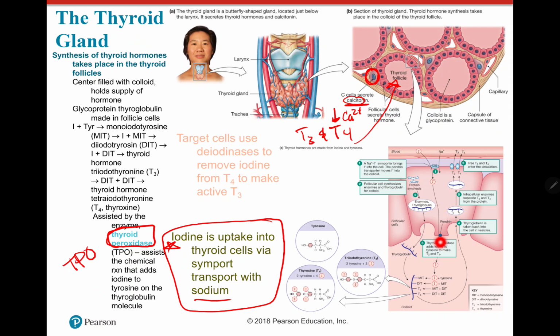And so when a target cell needs to use T3, T4, what they're going to do is use these enzymes to remove the iodine from T4 to make it T3. These deiodinases, right? These enzymes that remove these iodine groups, okay?